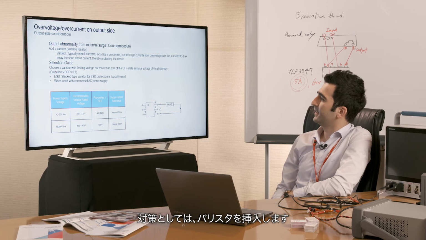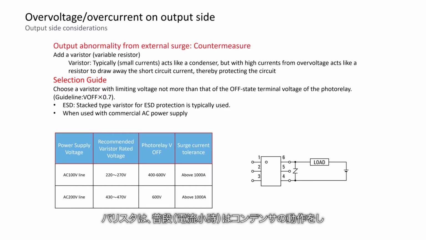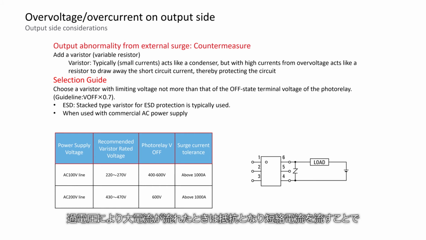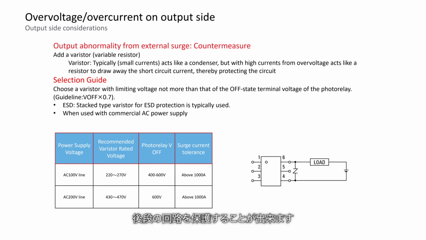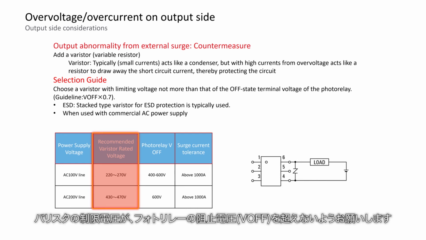A countermeasure is to add a varistor. A varistor typically acts like a capacitor, but with high currents from the overvoltage, it acts like a resistor to draw away the short circuit current, thereby protecting the circuit. So please choose a varistor with a limiting voltage not more than the off-state terminal voltage of the photorelay.